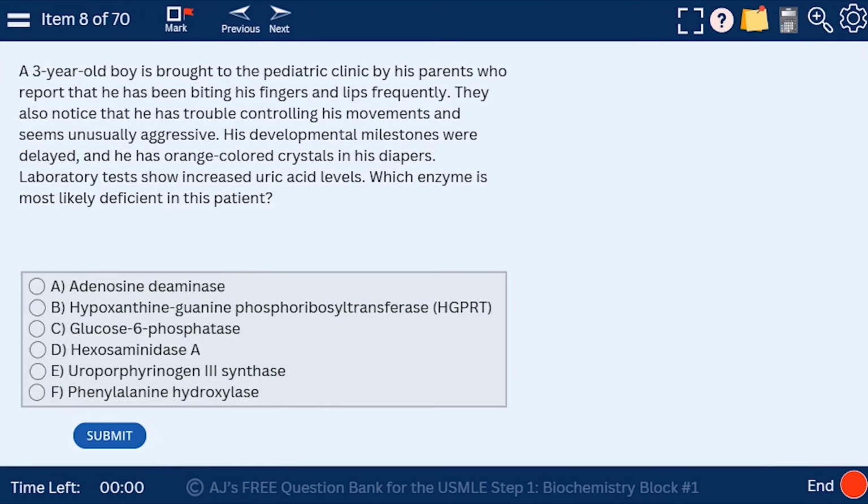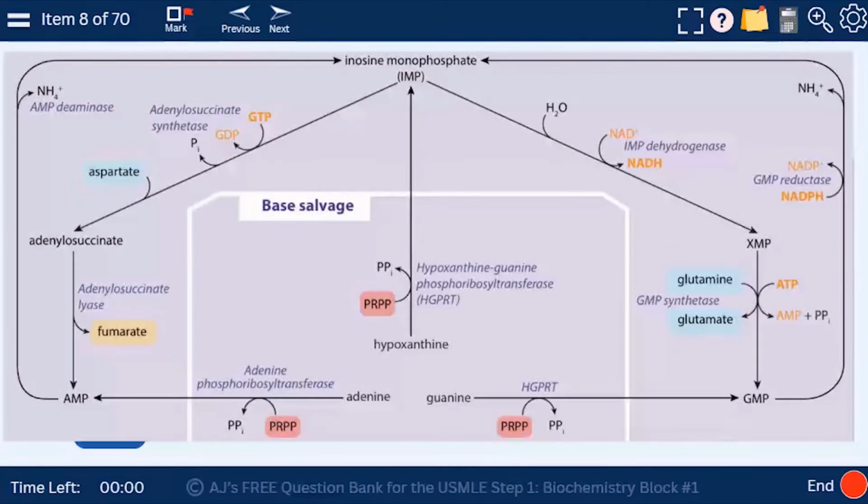Question 8. Here we have a 3-year-old boy who bites his fingers and lips frequently, and he has uric acid crystals in his urine. Basically, he has high uric acid levels. This, of course, is Lesch-Nyhan syndrome, which is due to HGPRT deficiency, hypoxanthine guanine phosphoribosyl transferase, HGPRT, which you can read about over here. And here's the pathway which is involved. You could take a look. Remember, it's the inability to produce IMP and GMP by HGPRT, which leads to elevated levels of hypoxanthine and guanine, which produce downstream the uric acid crystals, since they're converted to uric acid.